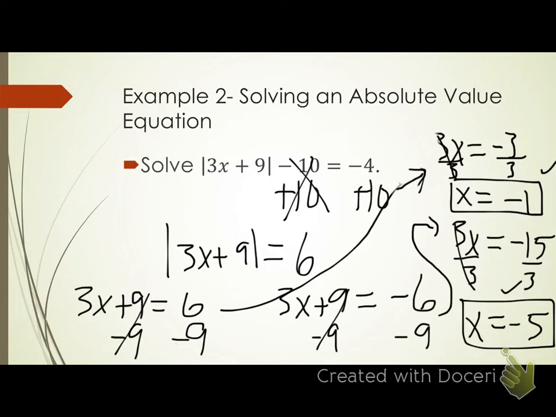So, for this first equation, I subtracted 9 from both sides. 6 minus 9 is? Negative 3. I got 3x equals negative 3. To get x by itself, divide by 3. X equals, what's negative 3 divided by 3? Negative 1. Okay. Any questions on example 2? So, make sure your absolute value is always, always, always by itself before you determine if it's no solution or if you can set up your two equations. Questions about that?